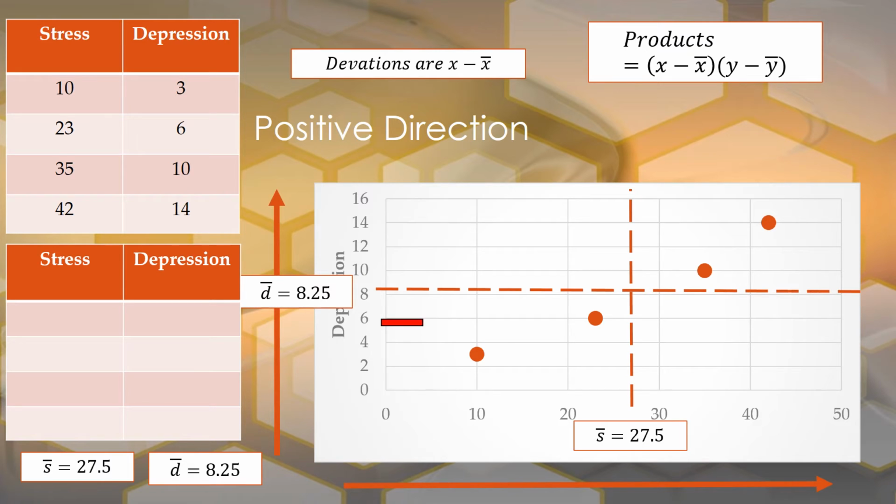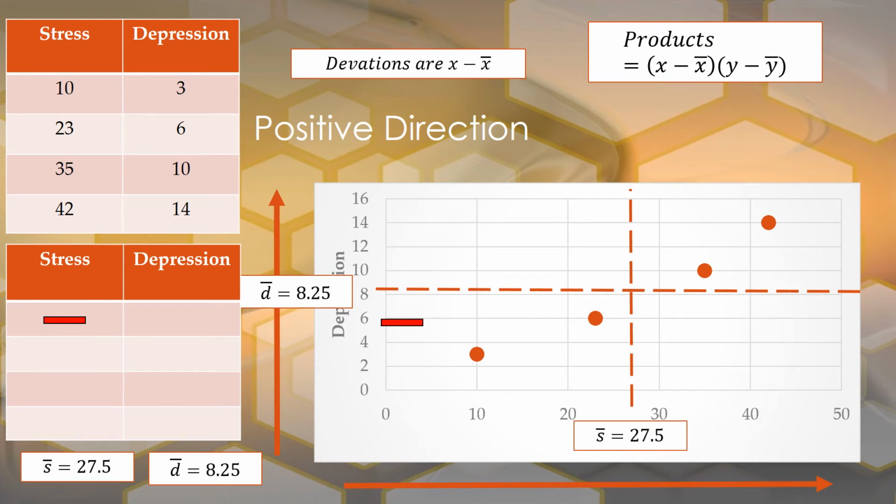Okay, the deviation for stress in this bottom left quadrant will be negative. And that is because the dots are below the stress average line. But I'll go through the example. So we do 10 minus 27.5 for the first dot, and that gives us a deviation of negative 17.5 for stress. So it's a negative deviation for stress.